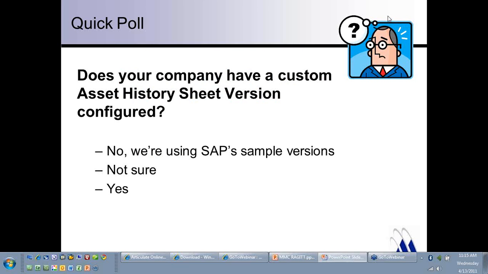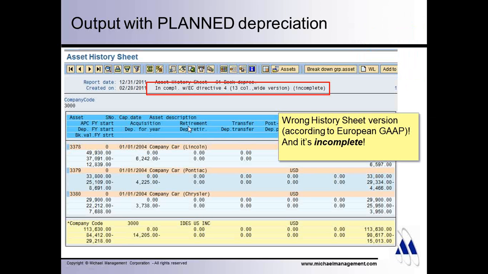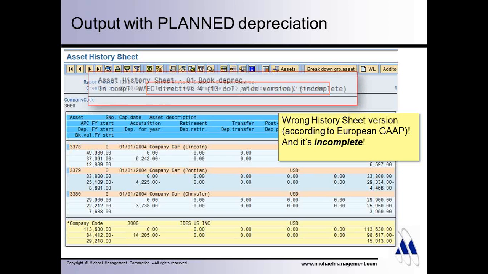So let me show you what that actually does. So let's go past this here. Now this is what the report looks like when I run this. And let's pay attention to the header, that red box on top. And it might be a little small, so I'm going to zoom in right here. So the header says, in compliance with European Community Directive number 4.